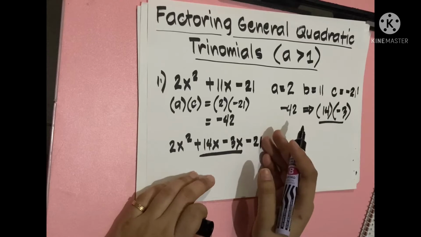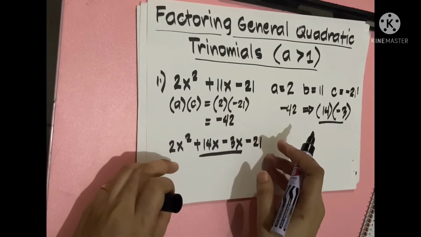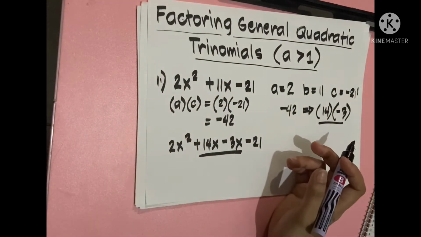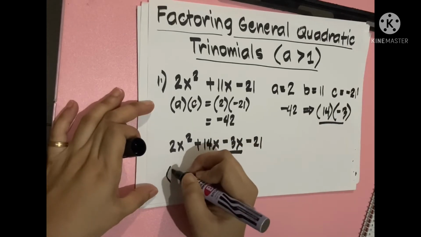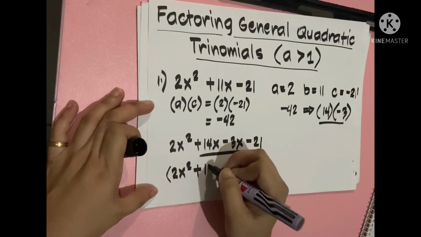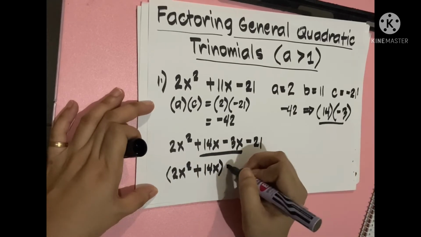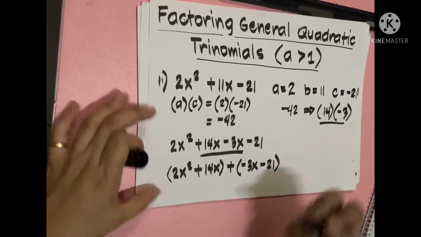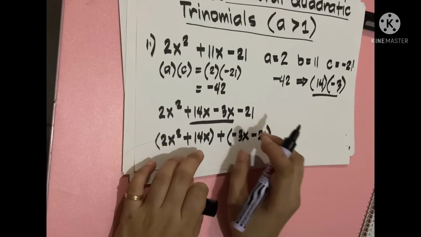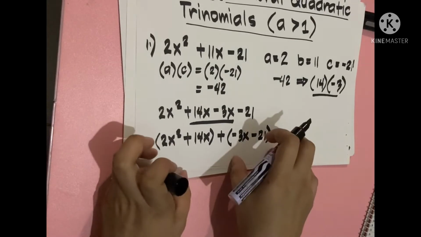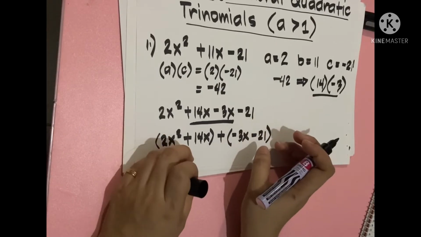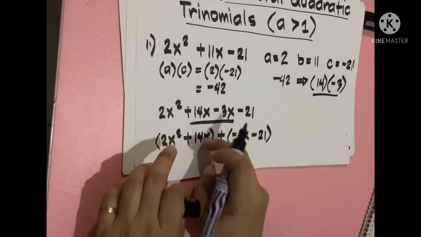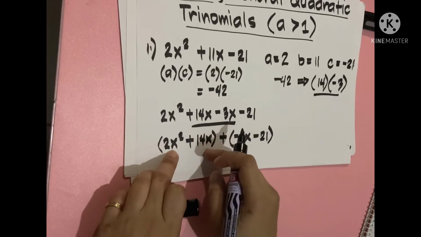Okay? Then after that, i-group lang natin itong expressions natin. Yung unang dalawa, sila yung magkasama. Yung pangalawang dalawa, sila naman ngayon yung magkasama. So we have now 2x squared plus 14x. Okay? And then yung pangalawang grupo natin will become negative 3x minus 21. Okay? And then after nating i-grouping, bawat group, hahanapan mo ngayon siya ng common factor sa bawat terms. So for example, yung 2x squared tsaka 14x. So ano ang common factors nito? So, that will become 2x.